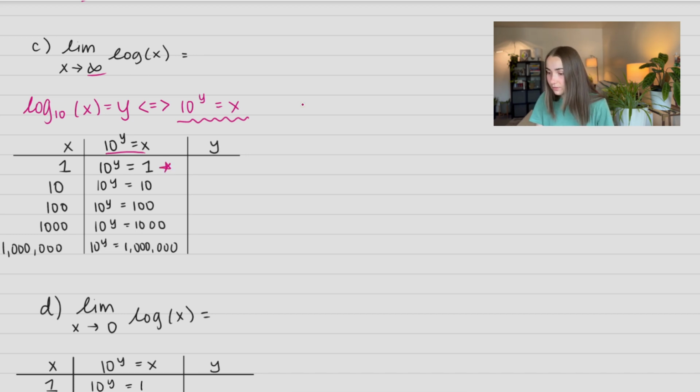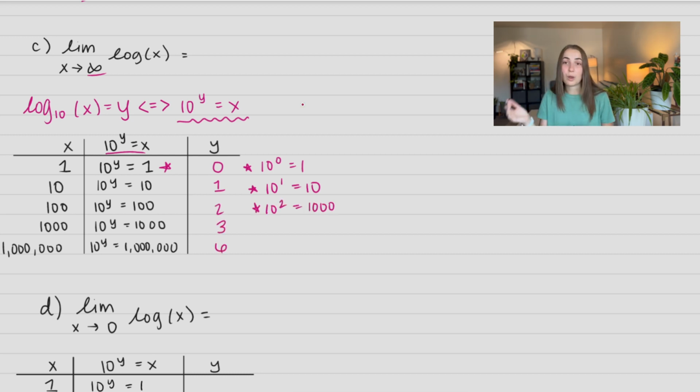If we look at our first one, 10 to the power of y needs to equal 1. So that means my exponent has to be 0, because 10 raised to the power of 0 equals 1. Let's look at 10. If x equals 10, 10 to the power of y equals 10, so my y value has to equal 1. For the exact same reason, 10 to the power of 1 is equal to 10. So we just keep going with that pattern.